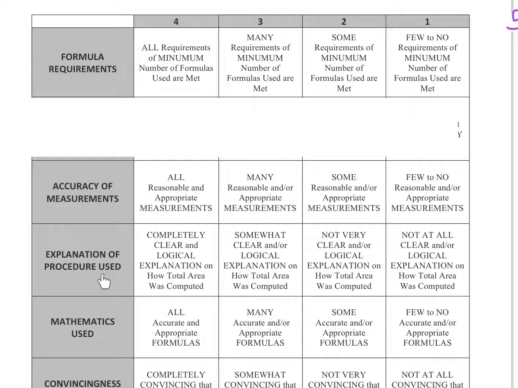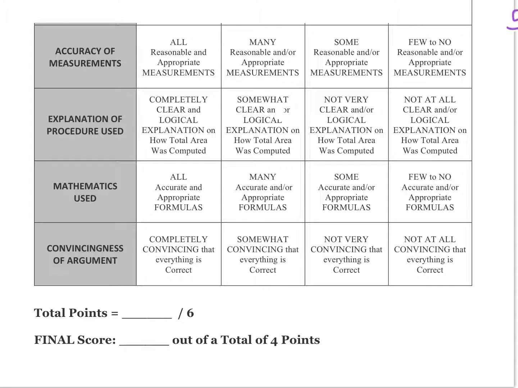Third category, the explanation of the procedure used. Here, completely clear and logical explanation on how the total area was computed. Can I look at your presentation or what you hand in and tell exactly what you did on the various components of your drawing? Or is it somewhat clear, not very clear, or not at all clear or logical in that case?